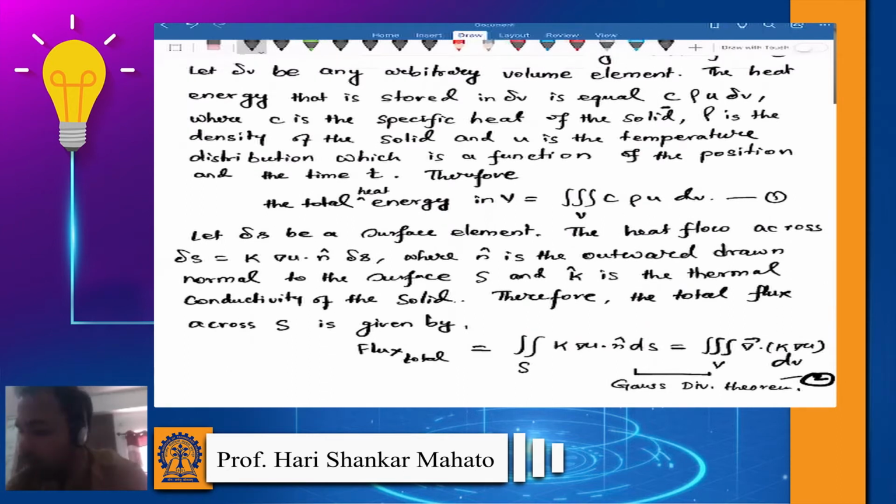Now I will write the rate of change of heat energy in the volume V, or in the solid, is equal to the flux of heat energy across S. So the rate of change of heat energy given by equation 1 is equal to the total flux of heat energy across S, because that will give you the rate of change of heat energy. Equation number 2 gives the rate of change of heat energy, but we already know from equation 1 the total heat energy. So the rate of change of total heat energy means d/dt of equation number 1.